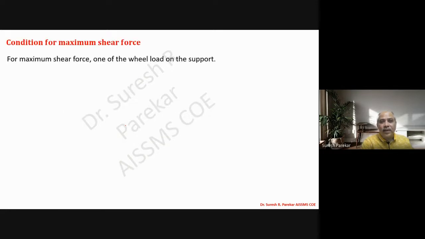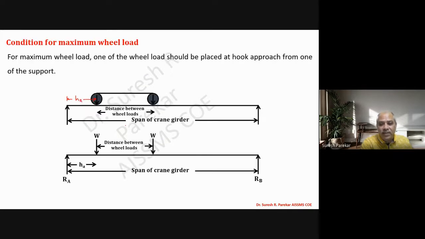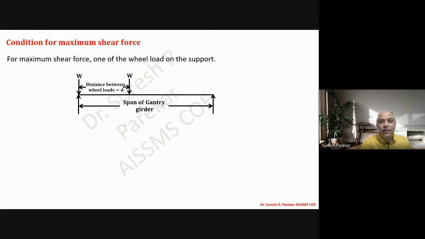Then you have to plot this condition for maximum shear force. We know one of the wheels is on the support and another is at a distance between wheel loads, that is D. So this is on the gantry girder. First, keep in mind this is the span of the crane girder, which may be 20 meters, 18 meters, 22 meters, and this is the gantry girder, which may be 6 meters, 7 meters, 8 meters, likewise. And from this we are going to get maximum shear force.